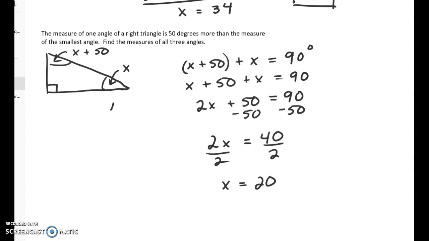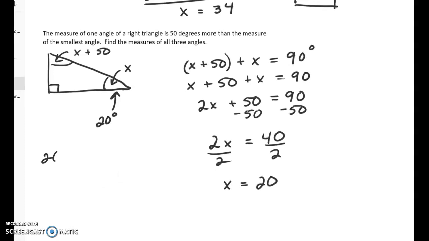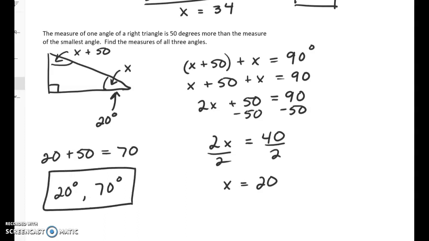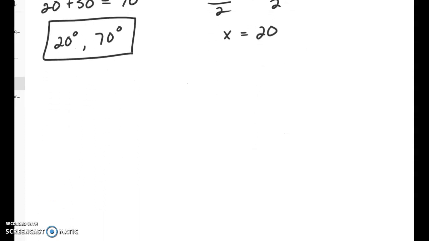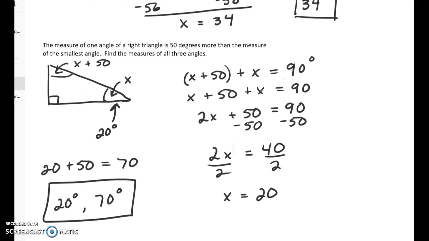That means this angle here is going to be 20 degrees. What about the other angle? Well, it has to be 50 more, so the other angle is going to be 20 plus 50, which is going to be 70 degrees. So your answer would be something like 20 degrees and 70 degrees. Those are the two angles that we didn't know. Okay, I think that's it for that one.